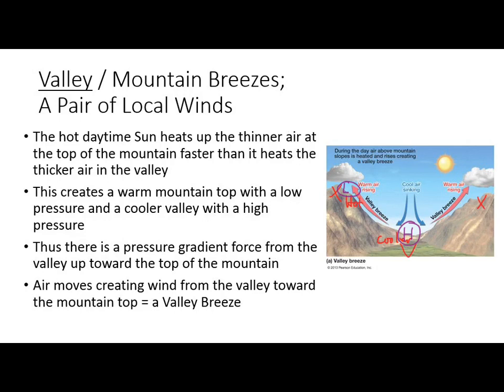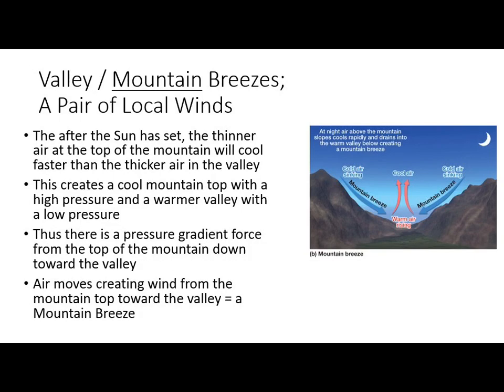Okay, so the next one goes with this. At nighttime the conditions change. At upper latitudes you're more susceptible to cooling down more quickly because the air is thinner up there, and so as it cools down it ends up with a high pressure up here and a low pressure down here, so it's air going down. Mountain breeze.